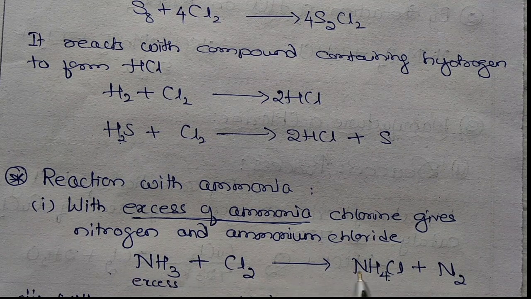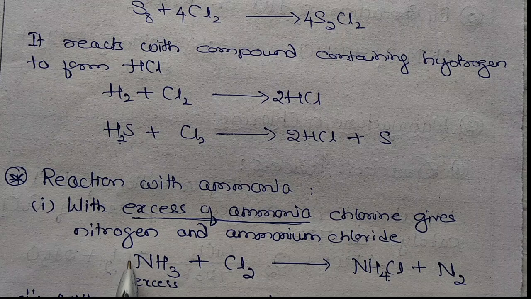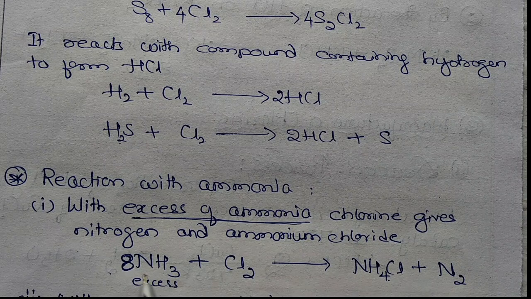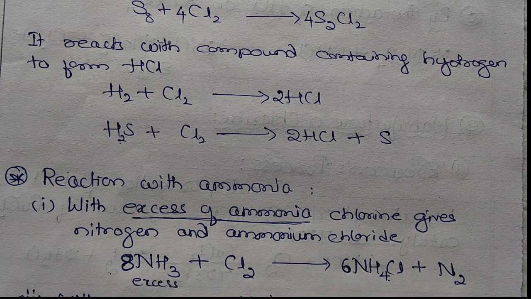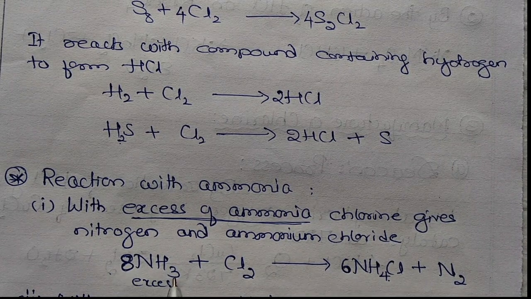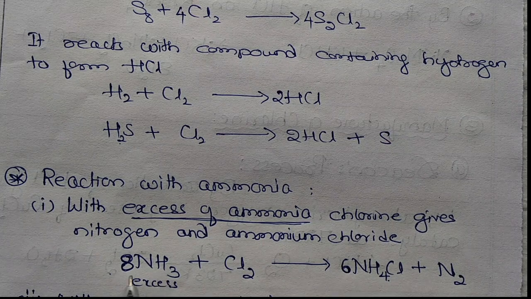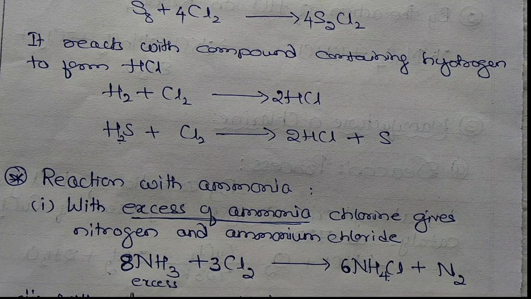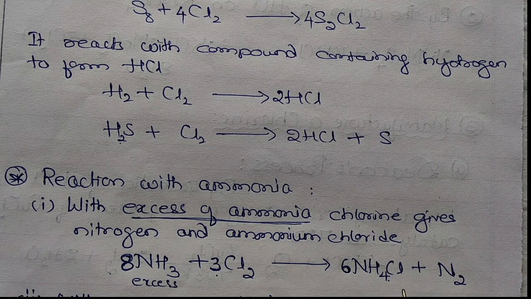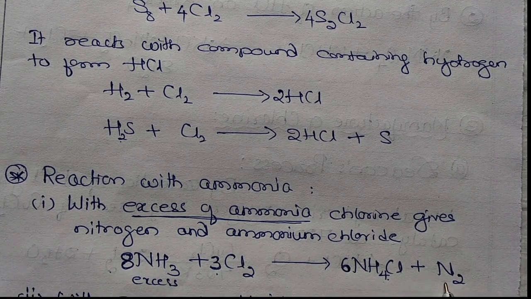So if I go by this method, with excess of ammonia it becomes 8 NH3. Already 2 nitrogens are there, so I write 6 NH4Cl. 8 times 3 is 24 hydrogens and 6 times 4 is 24, so hydrogen is balanced. Chlorine is 6, so I write 3 Cl2. So ammonia is more and chlorine is less. With excess of ammonia, it gives ammonium chloride and nitrogen gas.